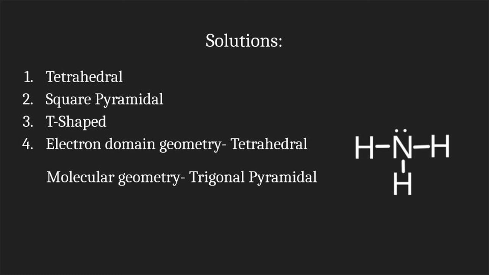For question 2, when there are 6 electron-dense areas and 1 lone pair, the shape is square pyramidal. For question 3, when there are 5 electron-dense areas and 2 lone pairs, the molecule is T-shaped. And now with question 4, you should have gotten that there are 4 electron-dense areas and 1 lone pair, meaning that the electron domain geometry is tetrahedral due to the 4 electron-dense areas, and then the molecular geometry would be trigonal pyramidal.